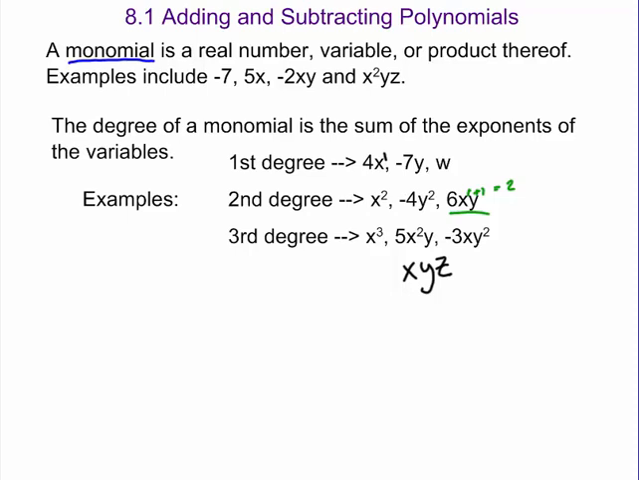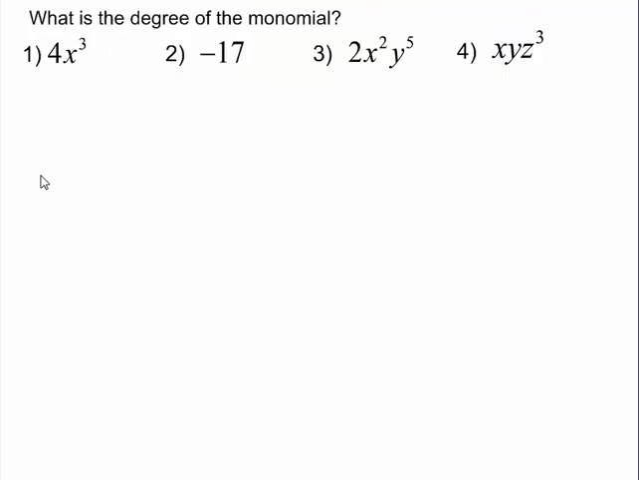All right. Okay, so go through here and tell me what the degree of the monomial is. I'll do the first one with you. Okay, this one again, monomials, I'm only concerned about the variable. The variable is x. The degree is 3. So this is a third degree monomial. Okay, try these next three. Pause the screen, try it, then hit resume and we'll go through them.